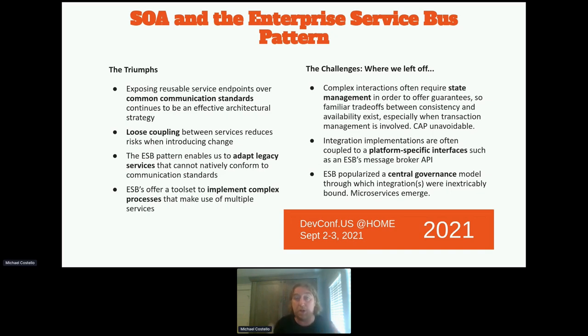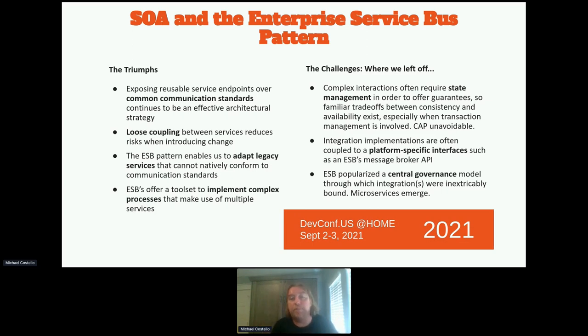Oftentimes, I would have not just a common protocol for communication, but also a canonical message standard. Every message that happened over the bus and that you subscribed to would have the same things. This made things very predictable and easy to implement. Many of these tools, like Apache Camel, your TIBCOs, and Fusions of the world, all had great IDEs, so you could just drag and drop, get your work done, and let the enterprise service bus appliance or some of the other SOA appliances take care of the work.